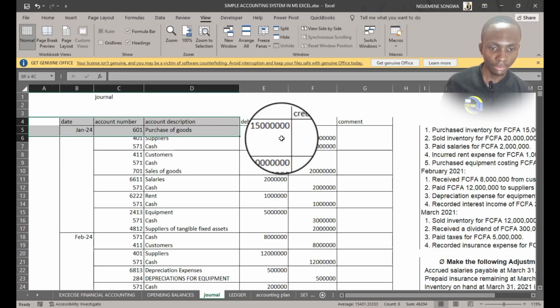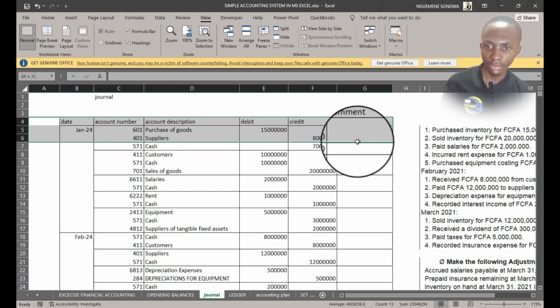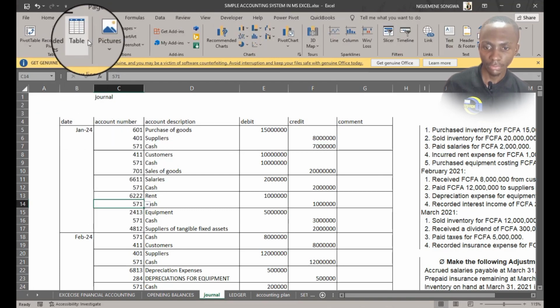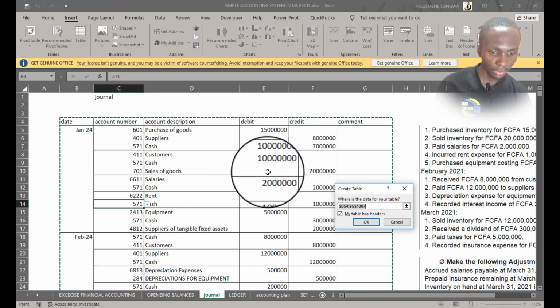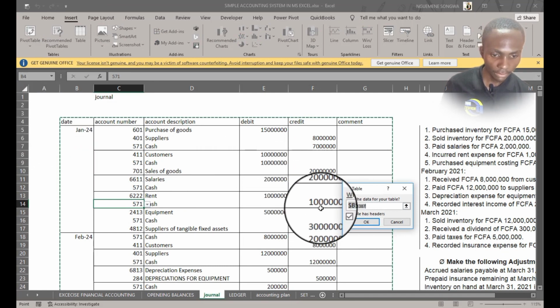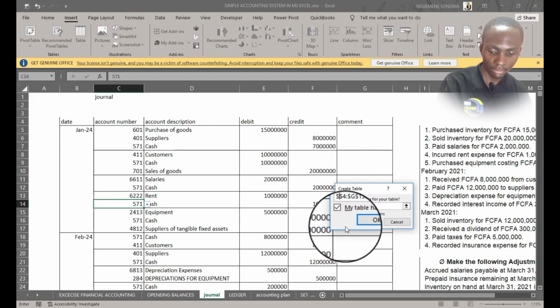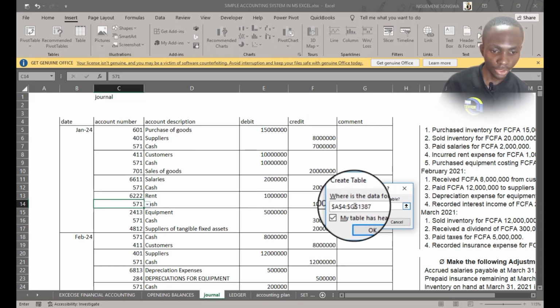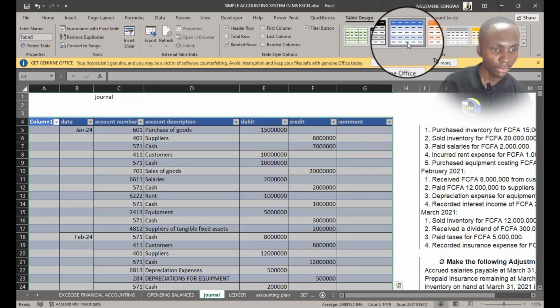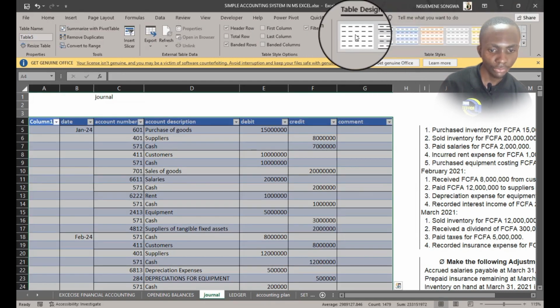So I'm just going to select, from year right up to year, or let me just stand here. I'll come to insert, take a table. I'll make it start from A4 right up to J1000 whatsoever. So this is now in a table, but I will not like the colors that are there, so I'm just going to remove the colors.